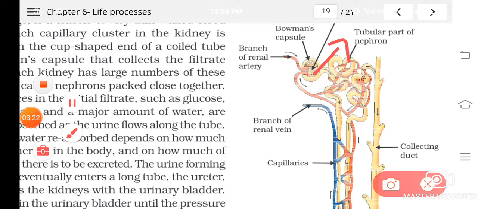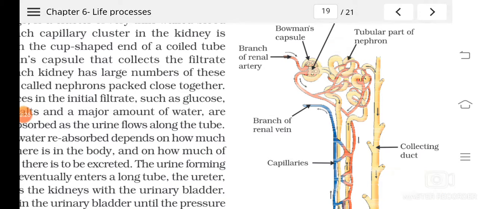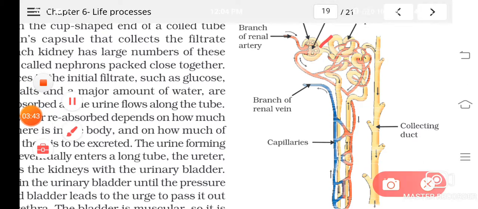When blood passes through the glomerulus, what will happen? The blood will be under high pressure. So many of the components, like proteins, salts, urea, amino acids, etc., will get filtered into the Bowman's capsule. Now where will it be? In the Bowman's capsule, isn't it? And from the Bowman's capsule it starts its journey from here.